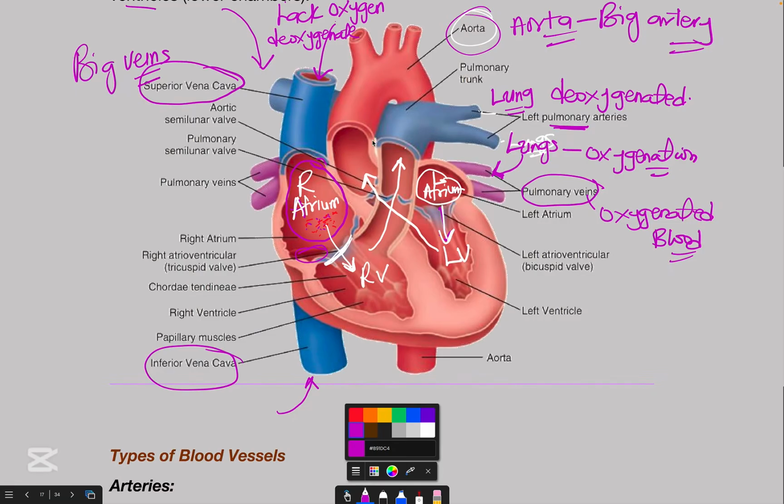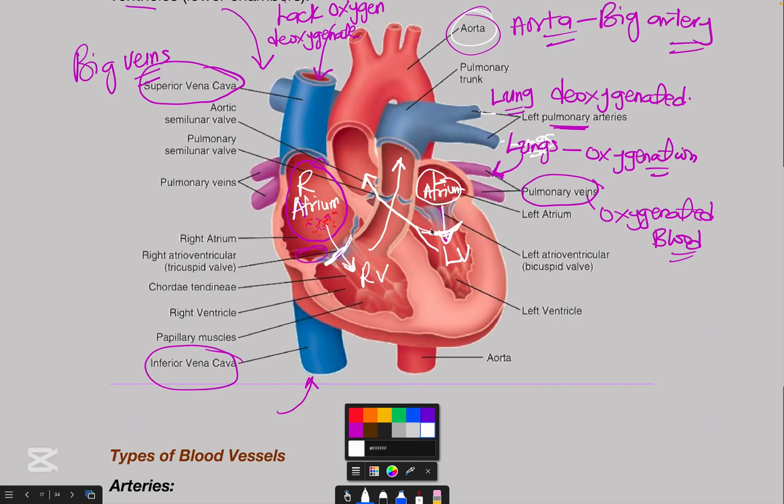Exactly. So you can also see a branch of the aorta facing down. This one supplies the upper extremity of the body, while this one supplies the lower extremity of the body. Now, between the right atrium and the right ventricle, there is a valve that prevents backflow of blood. Between the left atrium and the left ventricle too, there's also a valve that prevents blood from flowing back into the atrium. Between the right ventricle and the pulmonary artery, there's also a valve.